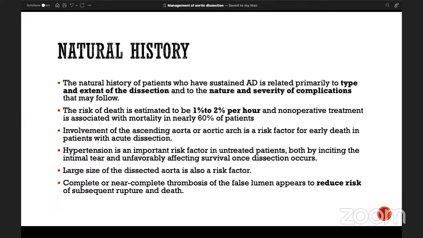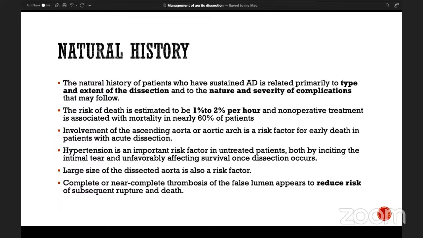Usually, risk factors for early death include involvement of the ascending aorta or the arch. Hypertensive patients have a higher risk of death than other groups of patients, for example, patients with connective tissue disease or patients who had iatrogenic dissection have less risk of death than patients who are hypertensive and develop acute dissection. Of course, larger size of the dissected area is a risk factor for death. Those patients who present with complete or near complete thrombosis of the false lumen have a somewhat reduced risk of subsequent rupture and death.